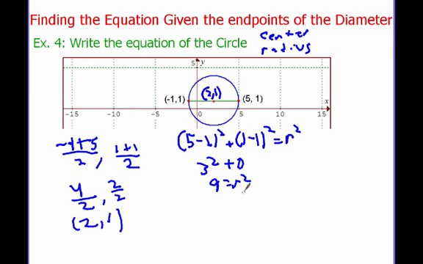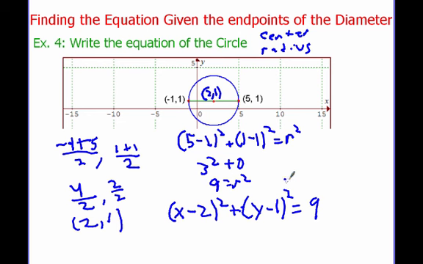All right, now that we've done that, we have all the information we need to write our equation. We see x minus our h, which is 2, squared plus y minus our k, which is 1, squared equals my radius squared, which is 9. So this is the equation of our circle, and we did it using the endpoints of our diameter. So this just added another step, which was to find the center by using the midpoint formula.